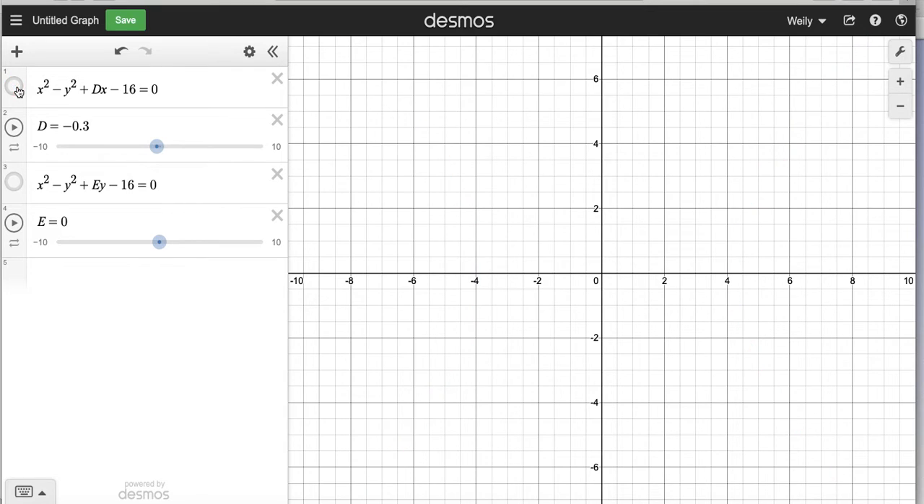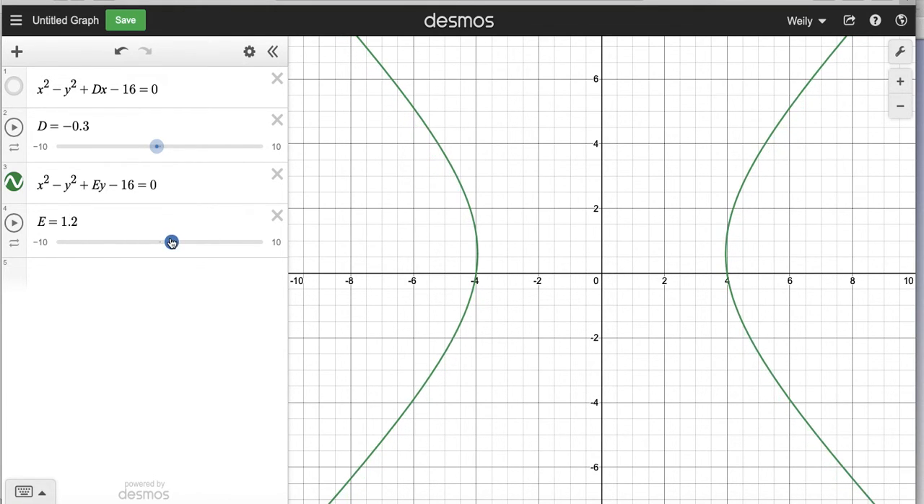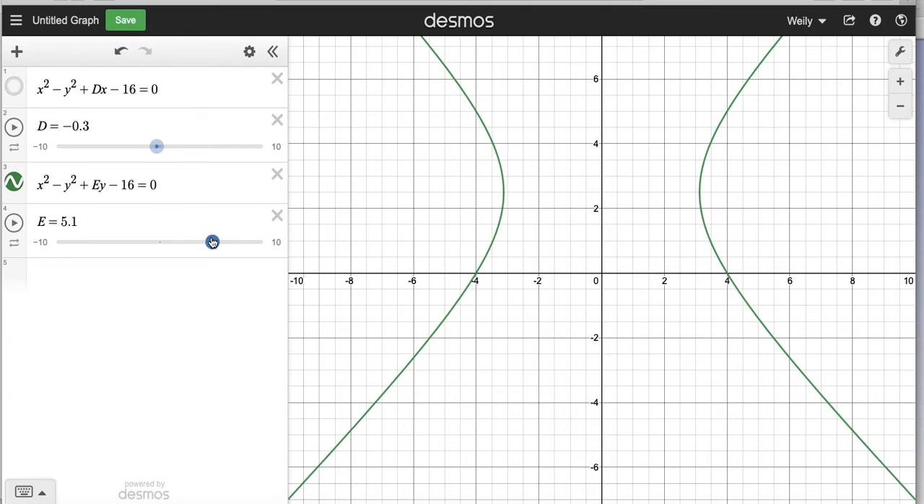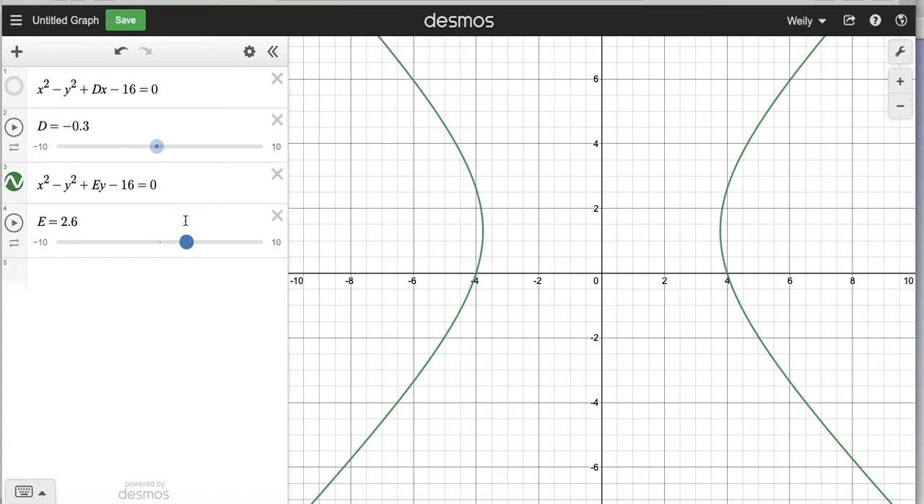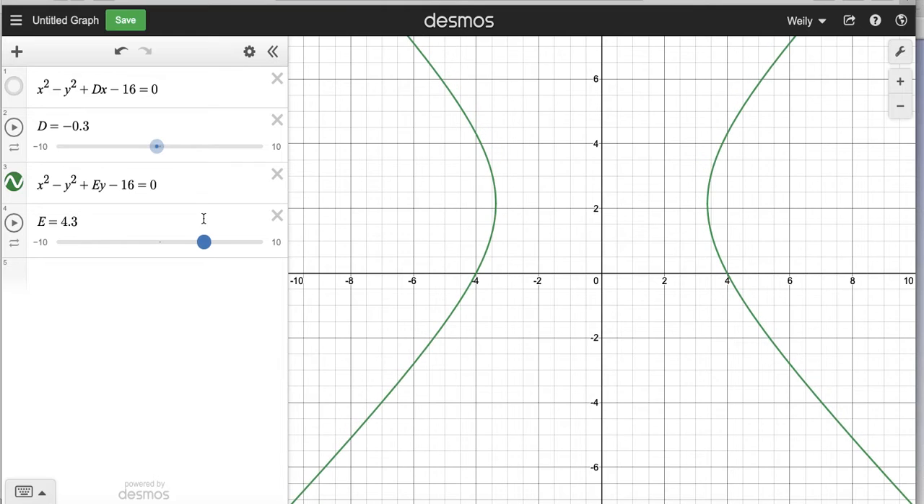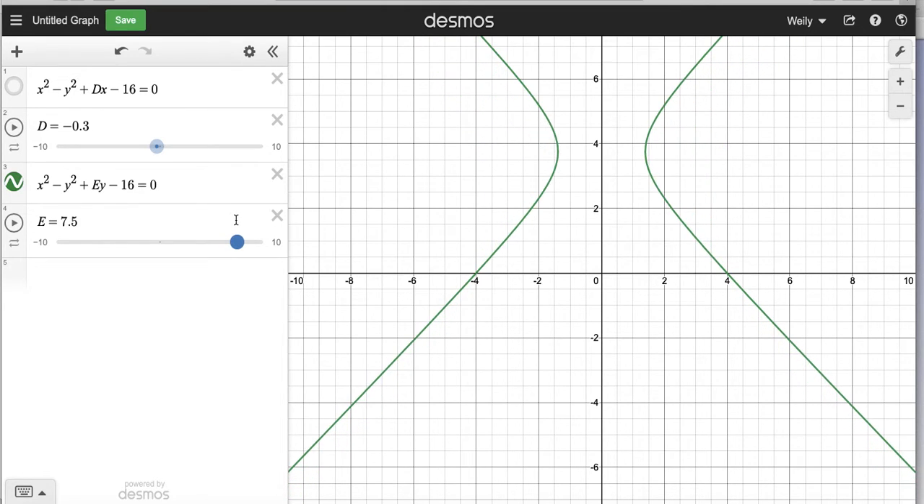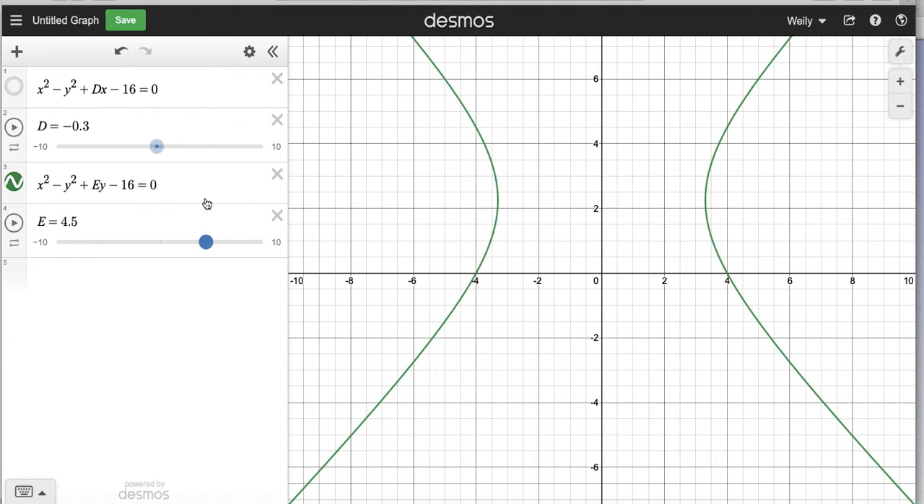We've also been asked to see what happens when we do the same thing for e, which is on the y. So again, when e is equal to 0, we have a rectangular hyperbola centered at 0, 0. And as we make e positive, we can see that the hyperbola moves vertically upward.